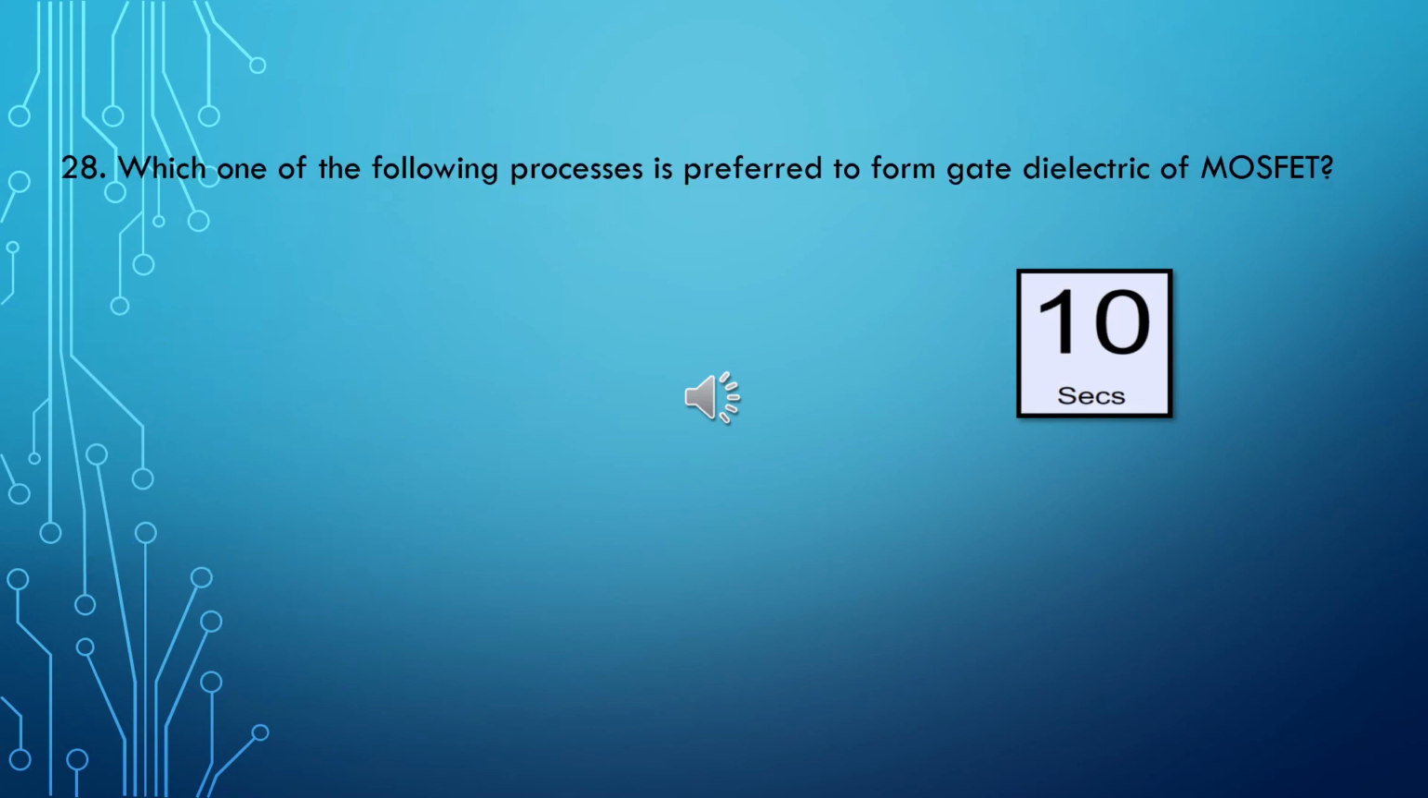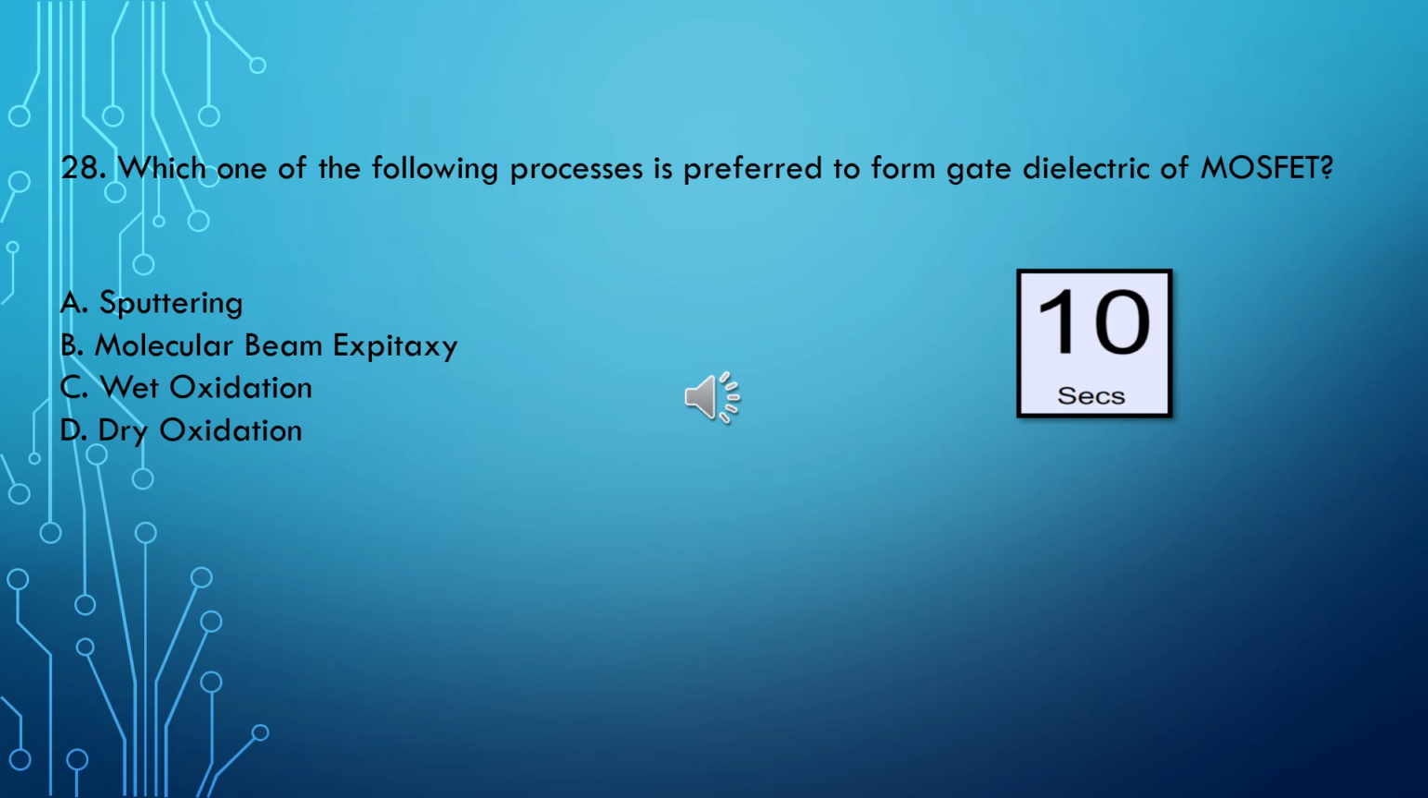Which one of the following processes is preferred to form the gate dielectric of a MOSFET? Option A. Sputtering. B. Molecular beam epitaxy. C. Wet oxidation. D. Dry oxidation. Answer: dry oxidation.